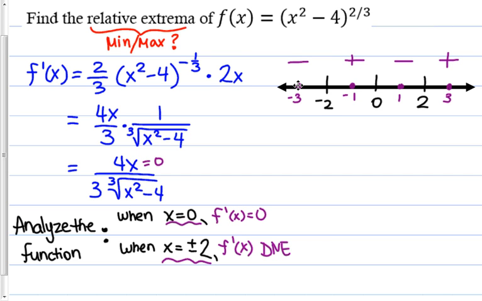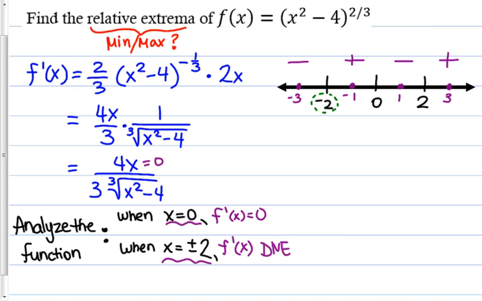Now, if you want to go back to the definition of the first derivative test, if at C it changes from negative to positive, such as it does at -2, then this is a minimum. Okay? Let's see. At 0, it changes from positive to negative, so that's a maximum. And then at 2, it changes from negative to positive, which is another minimum.